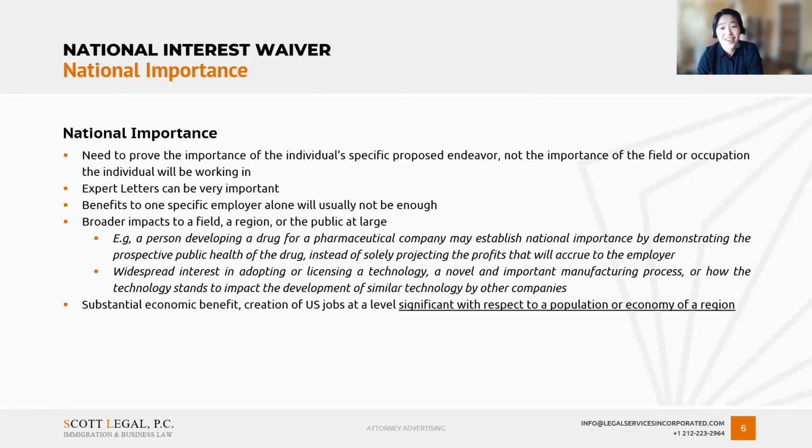Finally, substantial economic benefit can be a basis for a finding of national importance. You do need to show, though, that you will be creating US jobs at a level that is significant with respect to the population or economy of a region. So you can see that the government is really looking for a larger scale. They're not looking for the creation of 3 to 4 jobs and just simply non-marginal revenues. Unfortunately, they're looking for a much larger scale that can be said to be significant with respect to a population. So those are some ideas that really provide more context on what the government means right now when they speak of national importance.